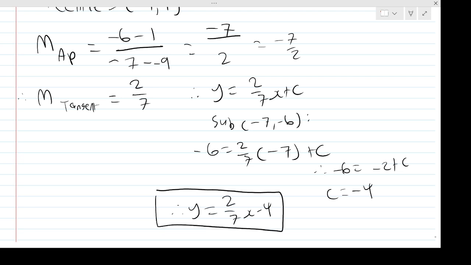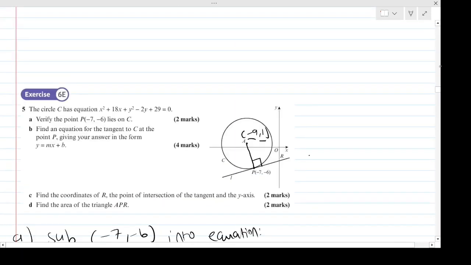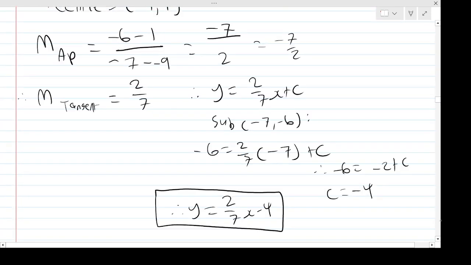Great. Oh, it asked me to rearrange it. Oh no, it's in this form, mx plus b. Okay. Then it says, find the coordinates of R, the point of intersection of the tangent and the y-axis. Now the point R is actually there. Okay, so it's on the y-axis. So if it's on the y-axis, x is 0, and then we have a y coordinate there. Now again, that point R lies on the tangent we just worked out. We can substitute that point in, 0, y.